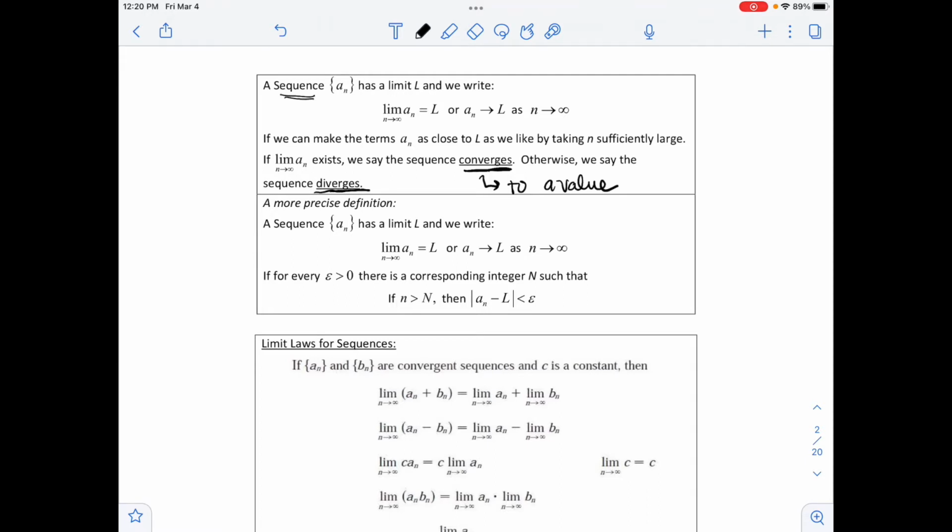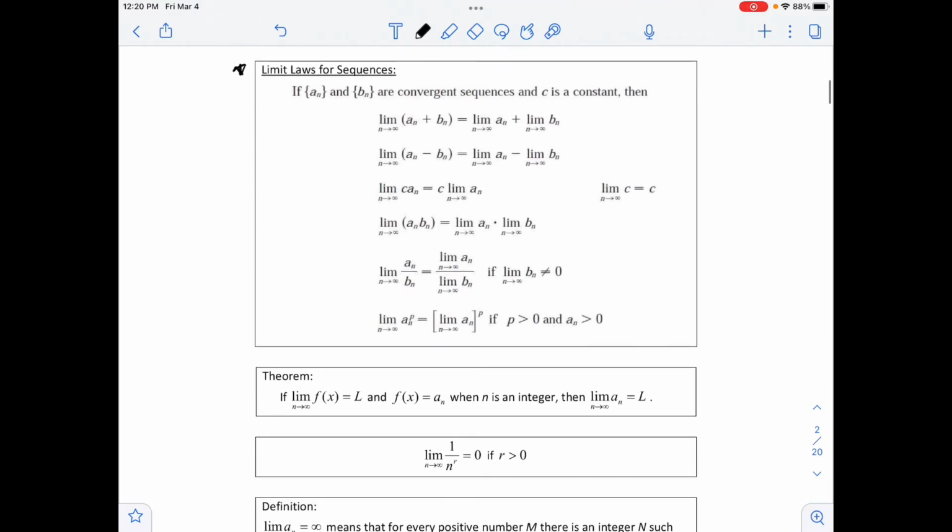And again, this is talking about a sequence. A more precise definition is given. So a sequence a sub n has a limit L, then we write the limit as n approaches infinity of a sub n equals L, if for every epsilon greater than 0, there is a corresponding integer N such that if n is greater than N, then the absolute value of a sub n minus L is less than epsilon. So we have limit laws for sequences.